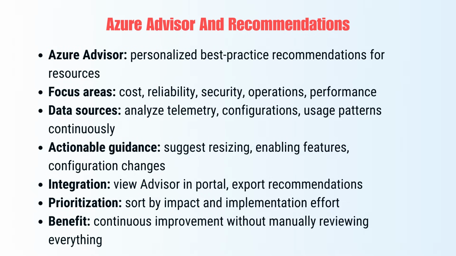Performance: suggest changes to improve responsiveness and throughput. Operational excellence: highlight configuration or design improvements. Advisor uses telemetry and configuration data to generate actionable recommendations. For example, it might say, "This VM is consistently under 10% CPU. Consider a smaller size." Or, "Enable backup on this critical VM." Recommendations are presented in the portal with an impact rating and an estimated cost impact, helping you prioritize. You can also export the recommendations or integrate them into workflows.